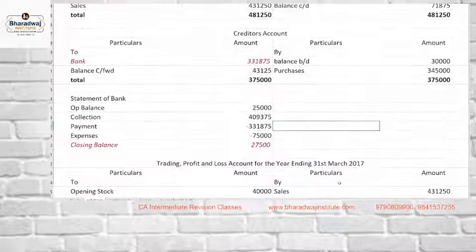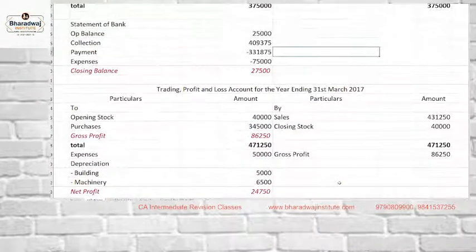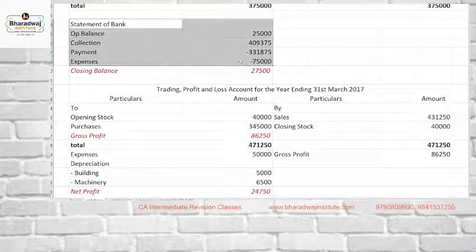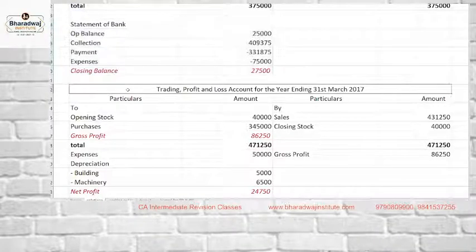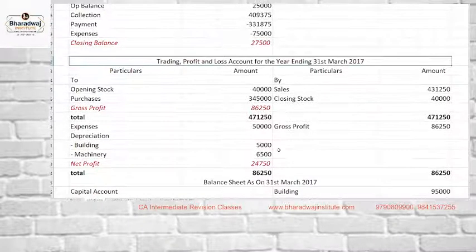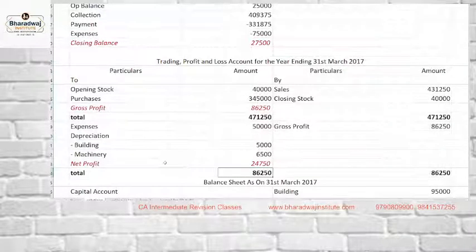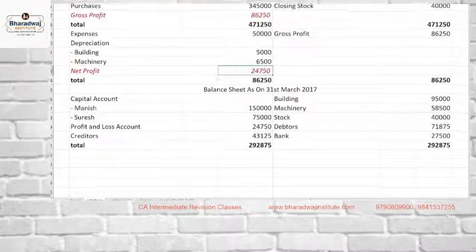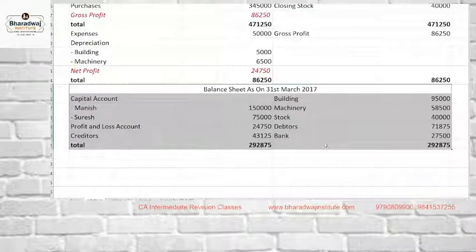This is the solution for the problem. Then statement of bank, opening balance plus collection minus payment will give us the closing balance. Trading P&L account, the net profit is 24,750. Please try this question on your own. Then the balance sheet on 31st March 2017.